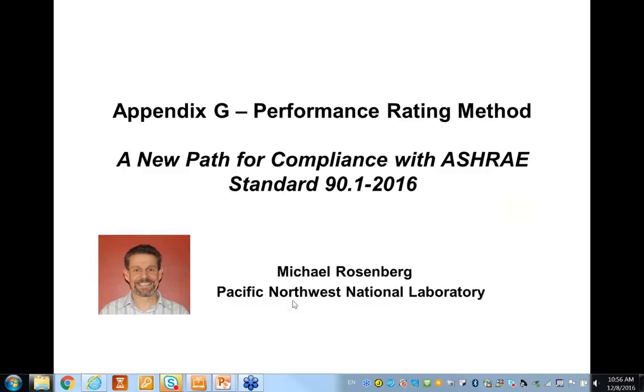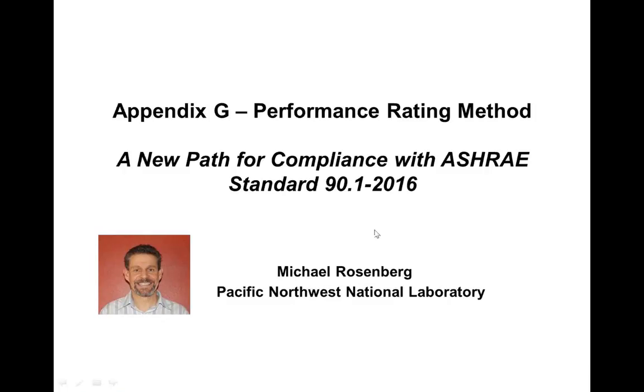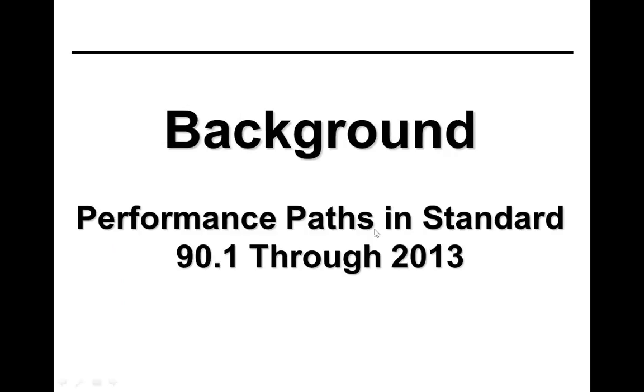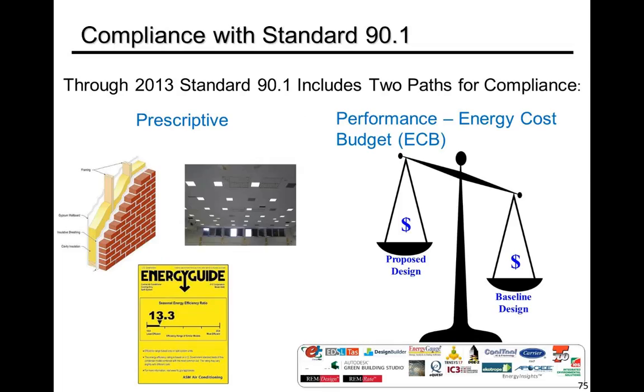Okay, thank you, Eric. Today I'm going to be talking about new things in Appendix G for 2016 and 90.1. First, a little background. Compliance with Standard 90.1 through 2013 included 2 paths to compliance. Prescriptive compliance, which requires things like R-values of insulation, lighting power density, DER of air conditioning equipment, etc. And then the performance method, the energy cost budget method in Chapter 11 of the standard.